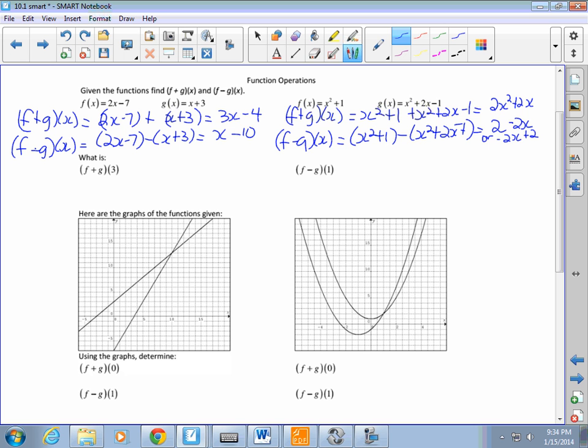So what is then f plus g of 3? What that means is I substitute a 3 into each one of those x values. There are two ways of doing this. I could go right back to my initial equations and do f plus g of 3, which equals 2 times 3 minus 7 plus 3 plus 3. And get my answer that way, which would be 2 times 3 is 6, minus 7 is negative 1, plus 3 is 2, plus 3 is 5.